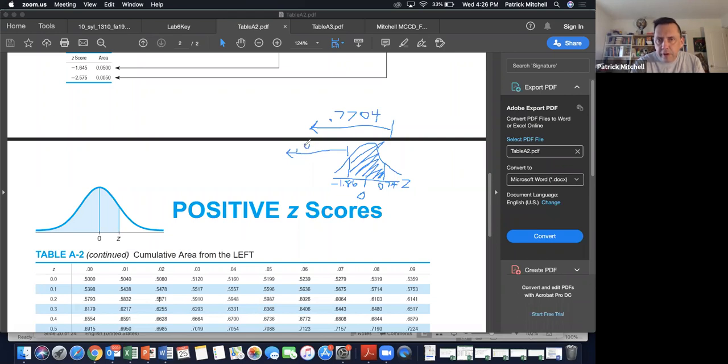I'm pretty sure there's another example or two after this. Probably this is the only one where I'll do this much explaining with how to use the table.